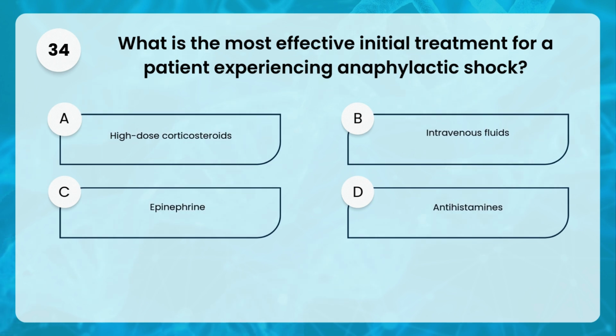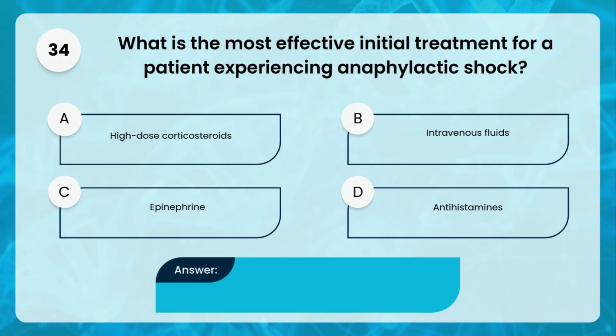34. What is the most effective initial treatment for a patient experiencing anaphylactic shock? A. High-dose corticosteroids, B. Intravenous fluids, C. Epinephrine, D. Antihistamines. The answer is C. Epinephrine.